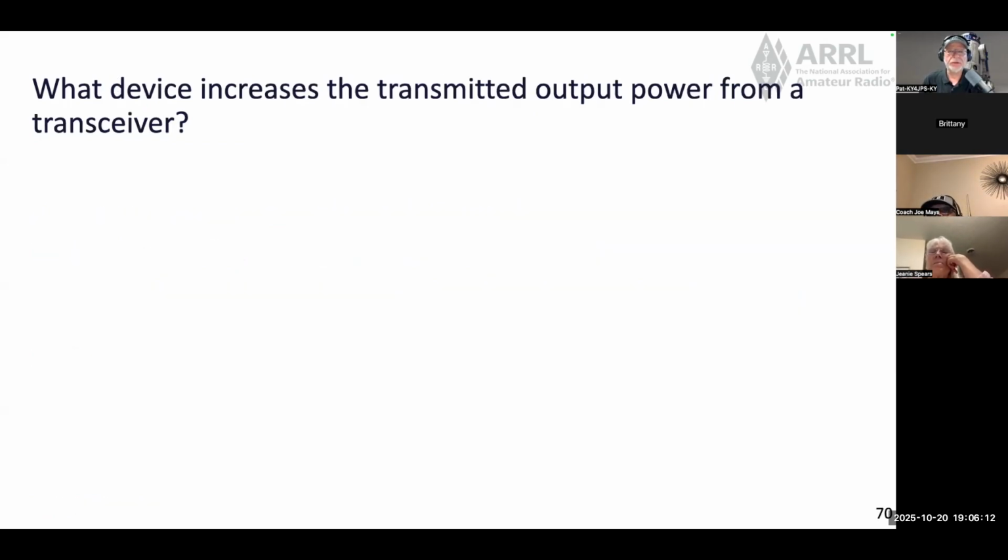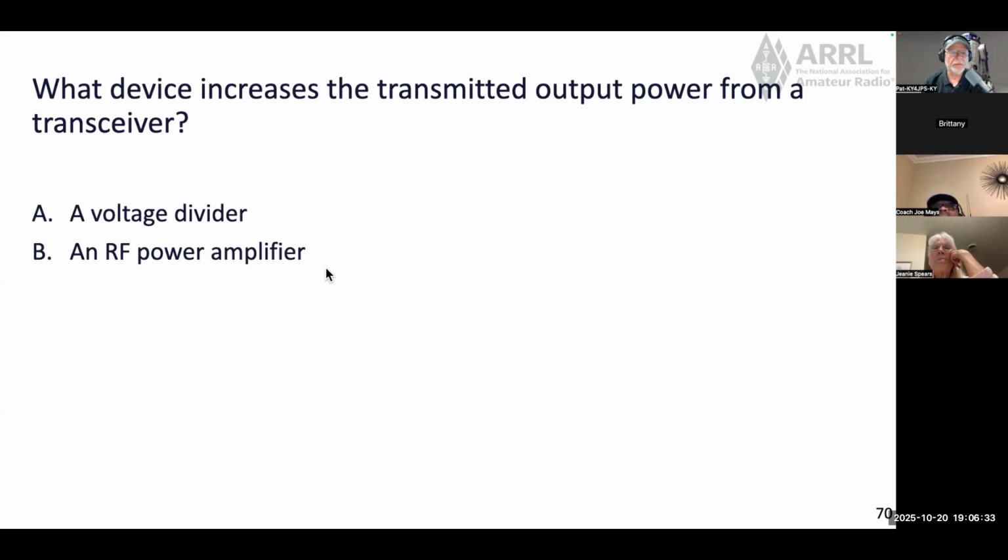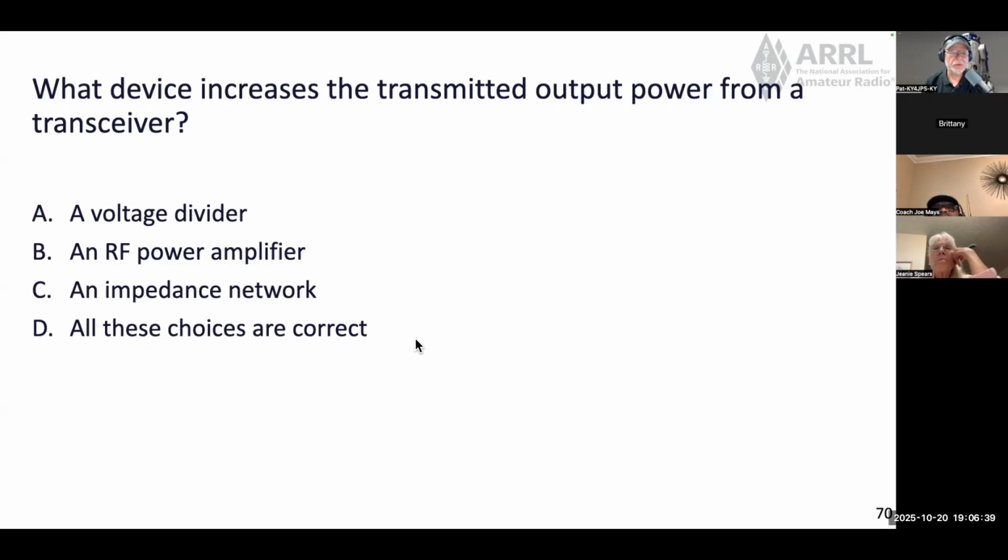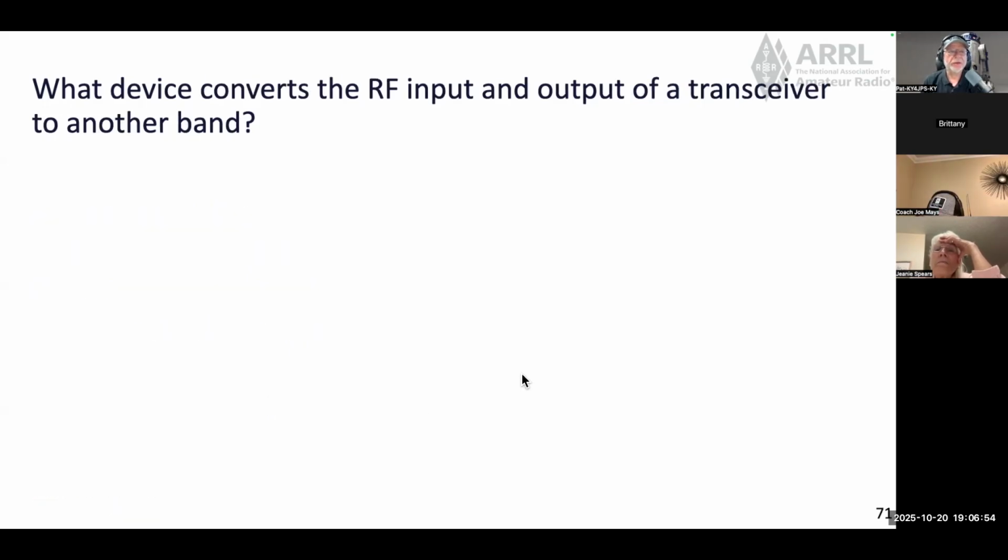What device increases the transmitted output power from a transceiver? So we're going to increase the radio frequency, or the power of the radio signal coming out of our transmitter. So what do we use to increase that power? Is it a voltage divider, an RF power amplifier, an impedance network, or D, all these choices are correct? Well, I can tell you this one's not it. We're amplifying the signal. We're going to increase the power. So it has to be B, RF power amplifier.